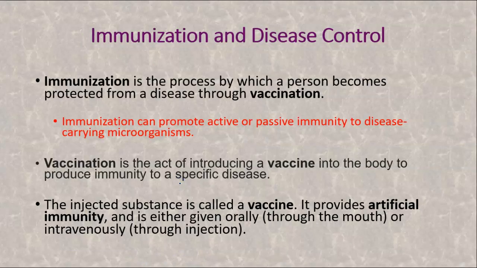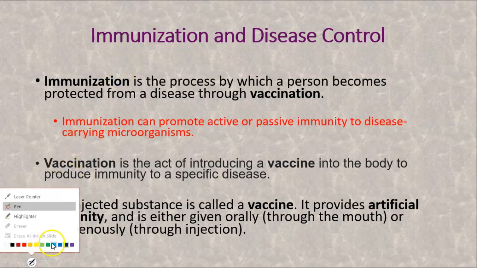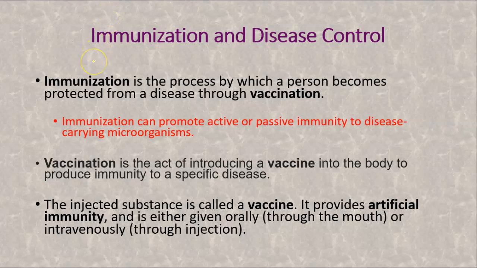Okay, so what we've just explained, as I stated, is natural immunity. Now we're going to look at artificial immunity. So this slide is designated to the explanation of immunization and control of disease. Okay, so how is immunization used to control disease? So what is immunization? Immunization is a process by which a person becomes protected from a disease or a condition through vaccination.